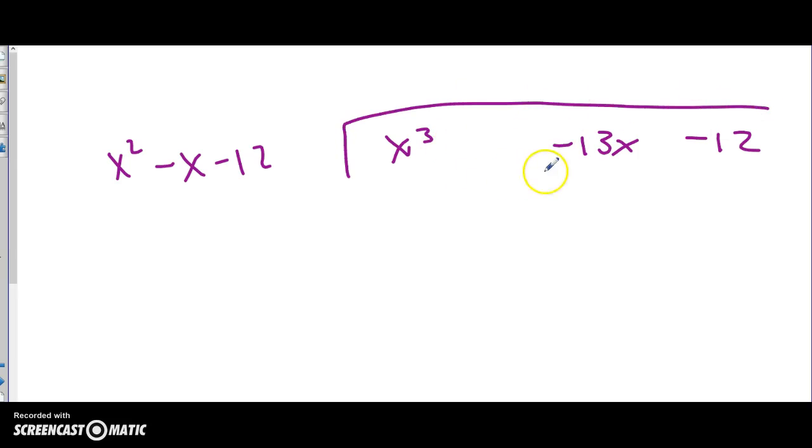I don't have any x squareds, so I want to make sure that that's the case, and I put 0 x squared. You can put plus or minus, it won't matter. And I look here and I say, how do I divide this? Well, I ask myself, what times x squared gets me x cubed, and it'll be x.